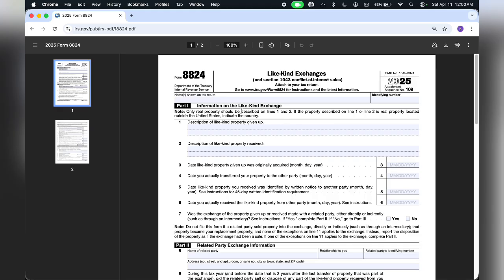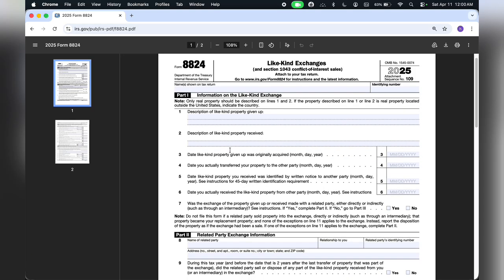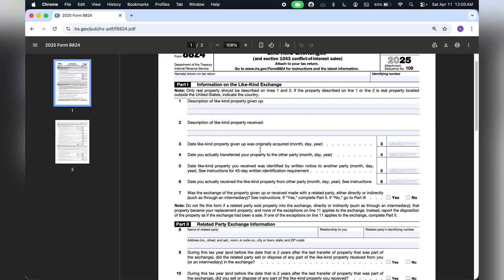At the top of the form, you'll enter your name and identification number. Just make sure that this matches your tax return. Now, in part 1, this section is about basic details of the exchange. On line 1, you describe the property that you gave up. Then on line 2, you describe the property that you receive. Keep the description simple but clear.